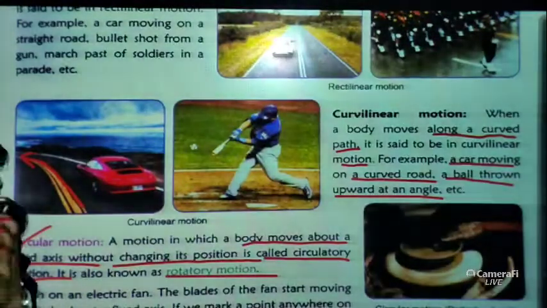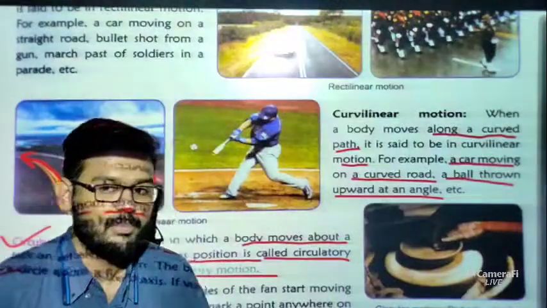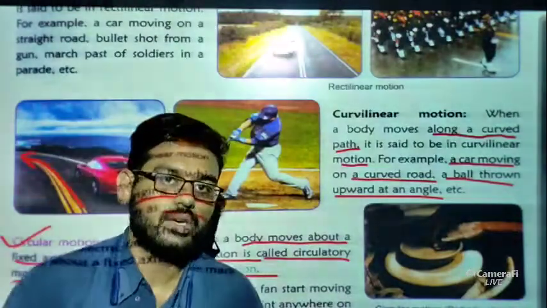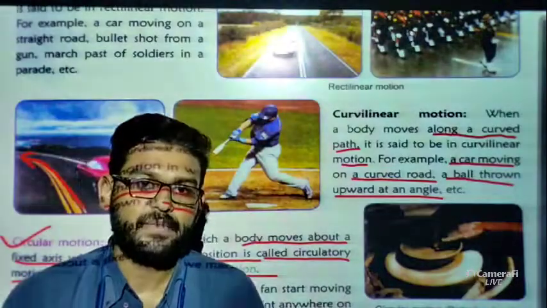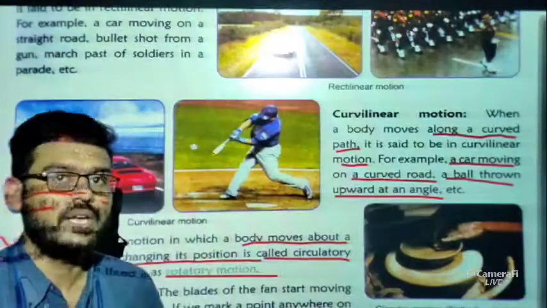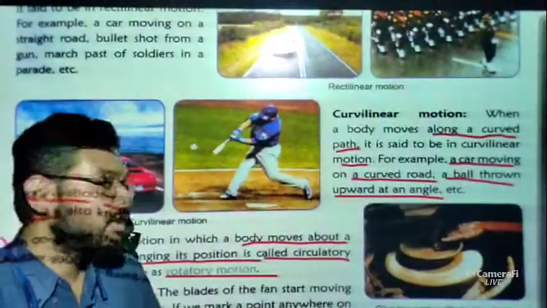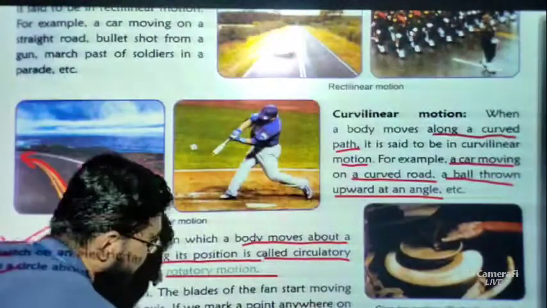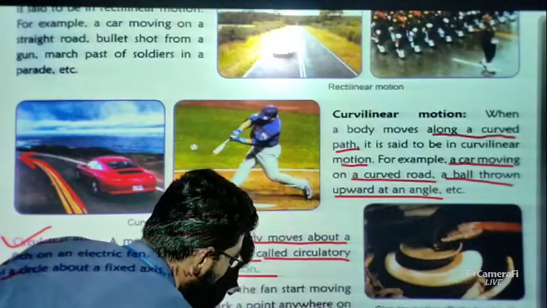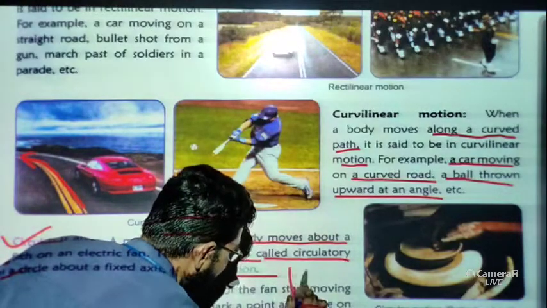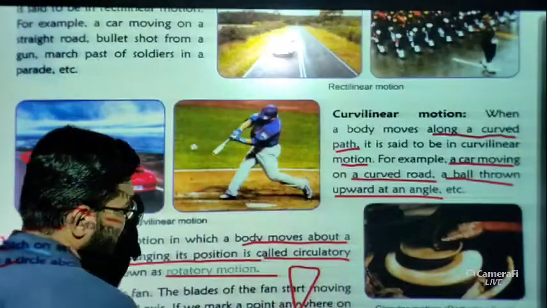A very good, very common, very familiar example of circular motion is the fan, that all of us are using. Now summertime is there, so we have to use the fan. Now the fan, what will happen? The blades of a fan, a fixed point is there at the middle, and these are the blades of the fan. So these blades are rotating in a circular way.